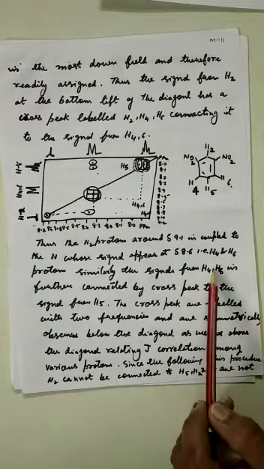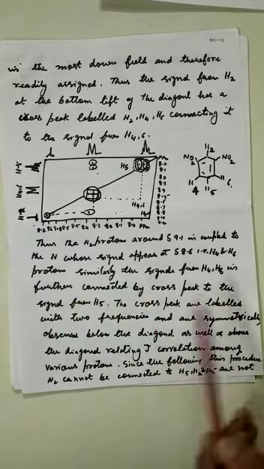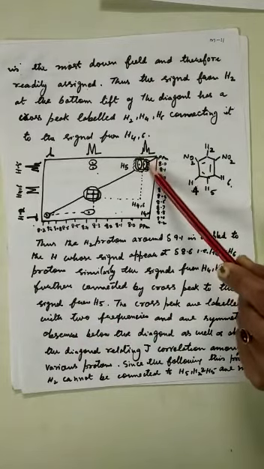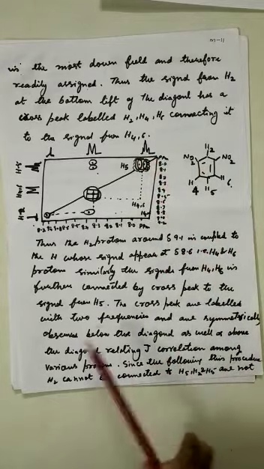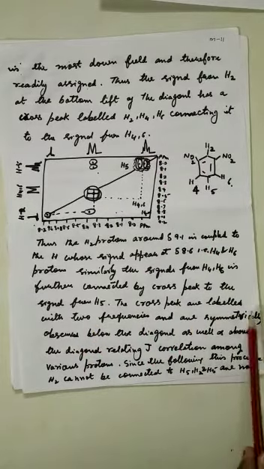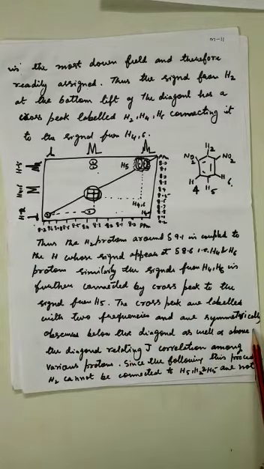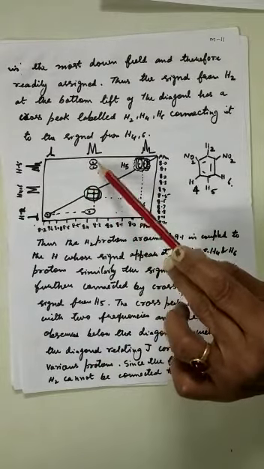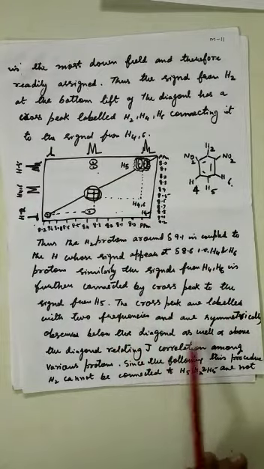Similarly, the signals from H4 and H6 are further connected by a cross peak to the signal from H5. H4 and H6 have cross peaks with H5. So you have the H5 signal here, and they are cross linked. The cross peaks are labeled with the two frequencies and are symmetrically observed below the diagonal line as well as above the diagonal line. So below this diagonal line and above this diagonal line here.